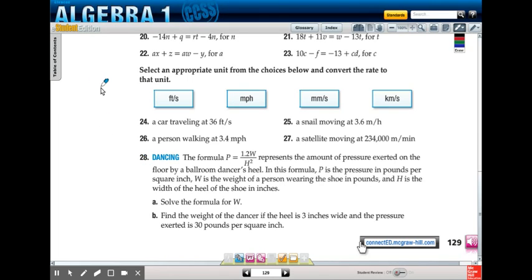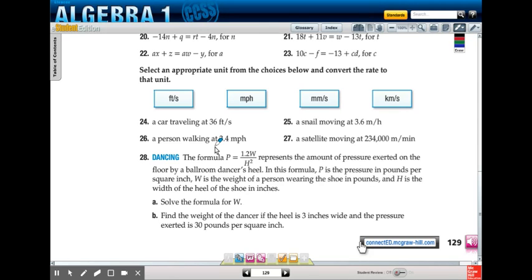So for 24 and 26, you're supposed to convert what they have into something up above that works well. So you have like feet per second. What do you want to turn it into? Persons walking 3.4 miles per hour. What do you want to convert it into? And you really have to decide. I mean, you could do them all. You have meters per minute, but you just have to decide which one you want to do.